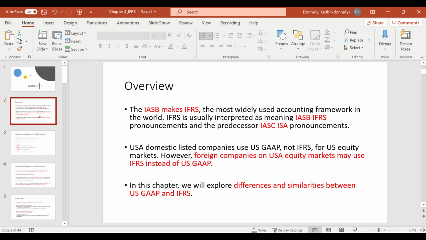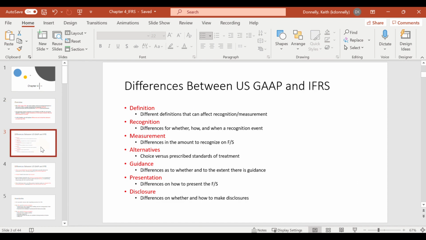Now, this chapter, we're going to be looking at the similarities and differences between U.S. GAAP and IFRS. And in this regard, we're going to be looking at different areas such as definition. How do they define terms? How is an asset defined? How is a liability defined? How are certain accounts defined? As well as how do we define recognition, measurement?